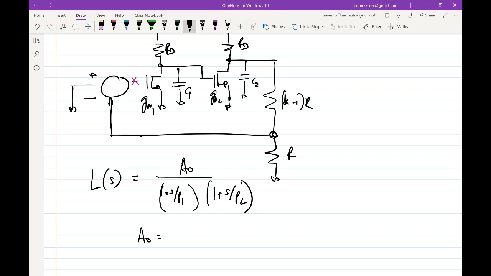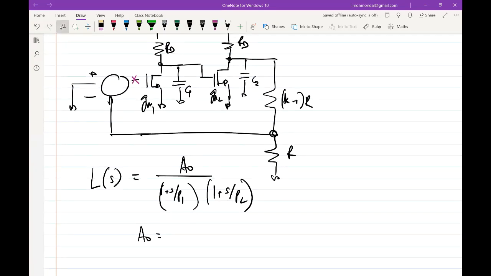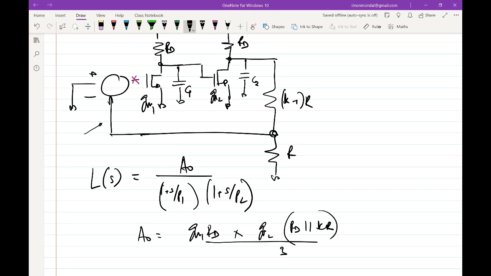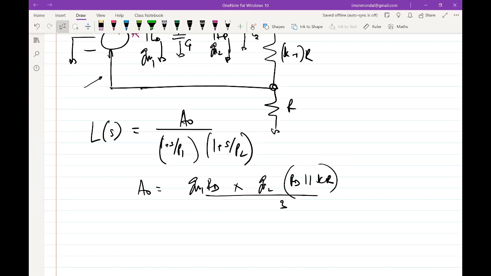Right. So approximately that, because the first stage DC gain is GM1 times RD. Second stage DC gain is GM2 times RD parallel those two resistors, right? GM2 times RD parallel KR. And one third of that is getting fed back. So this by three is A naught. And if I assume that feedback resistors are not loading, then this becomes GM1, GM2, RD squared by 3. So this is assuming RD is much less than KR. Fine, so this is A naught.